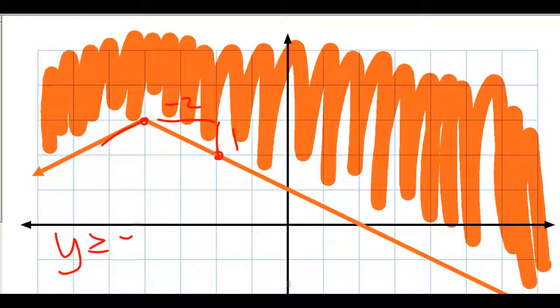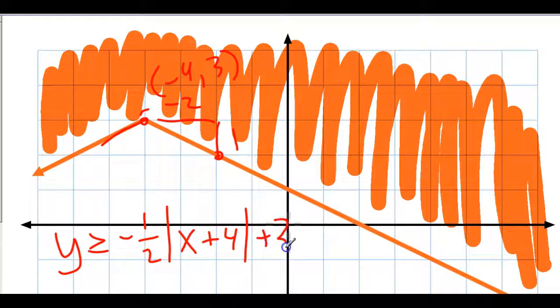Let's see. Okay, so negative 1/2 times the absolute value of x. This point is at 1, 2, 3, 4, negative 4, comma 3. So this is going to be absolute value of x plus 4 plus 3. And you've got your graph here.